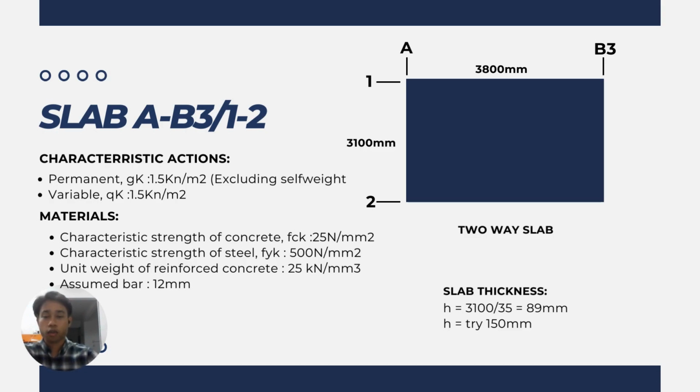For the GK, we use 1.5 kN/m². For the QK, 1.5 kN/m². And then for the FCK, 25 N/mm². FYK, 500 N/mm². And for the unit weight of concrete, 25 kN/m³. For the diameter of the bar, we assume 12 mm. For the slab thickness, we try 150 mm, and this is a two-way slab.